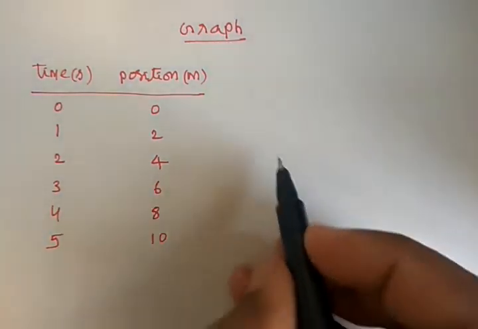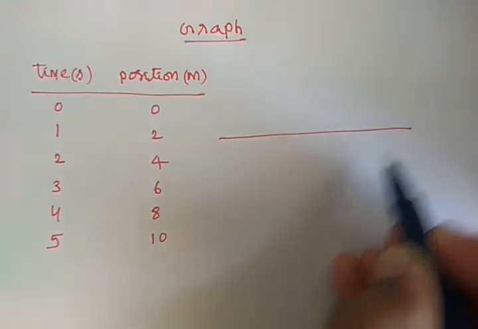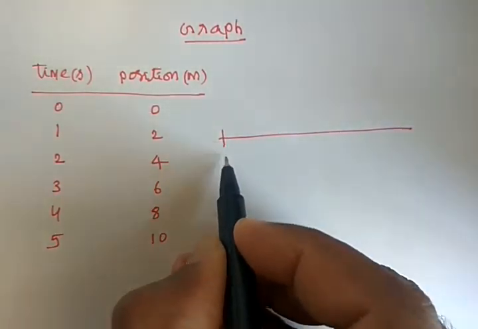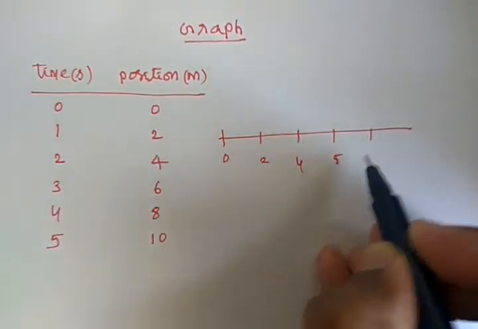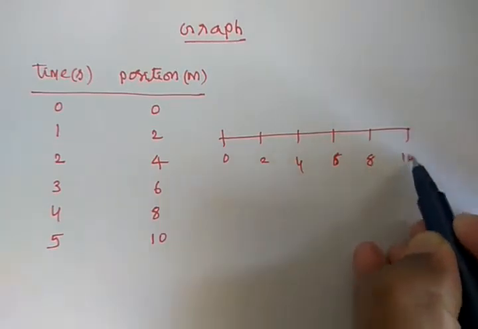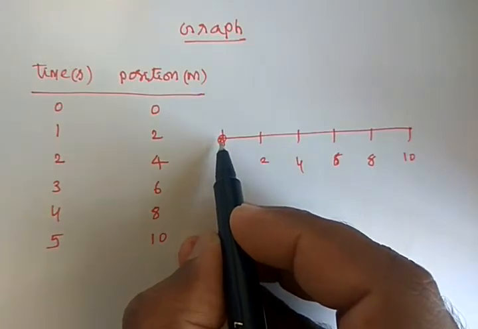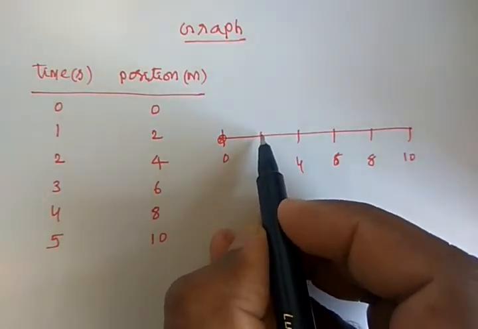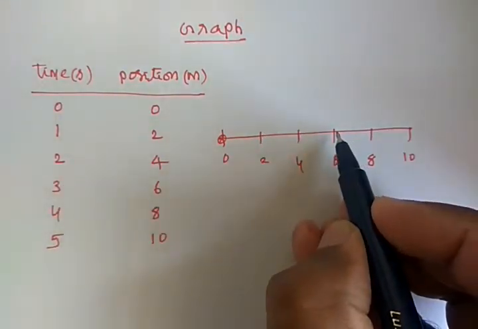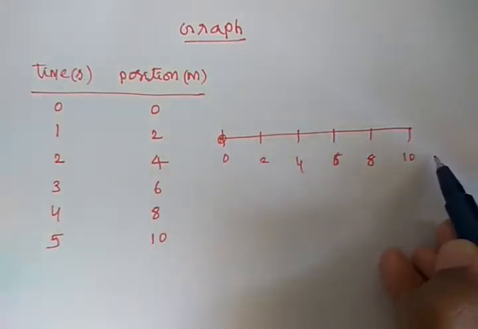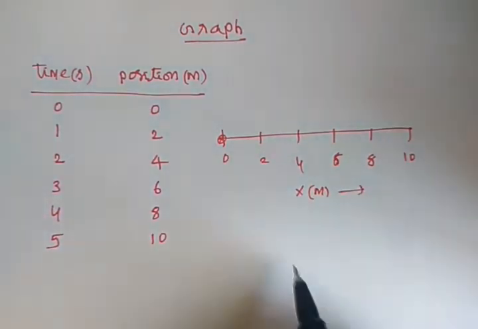So let us draw. You can also take it like this. It's going along the positive axis, so this is the axis. Now this is your reference point, and let's say this is 2 meters, 4 meters, 6 meters, 8 meters, and 10 meters. At time t equals 0, the location of the particle is here. At time t equals 1 second, the particle is here. At time t equals 2 seconds, the particle is here. At time t equals 3, the particle is at 6 meters, and so on. This is measured in meters, so positive.